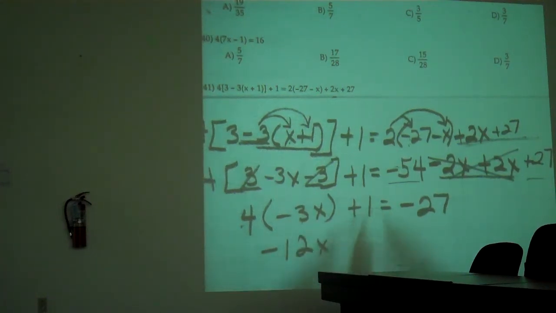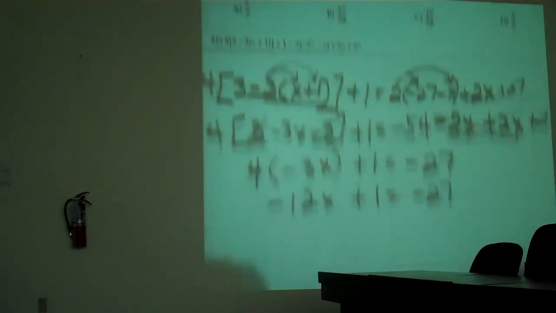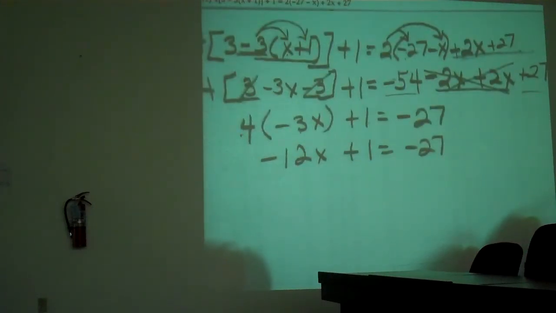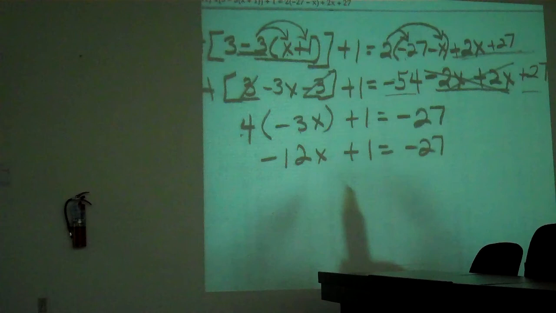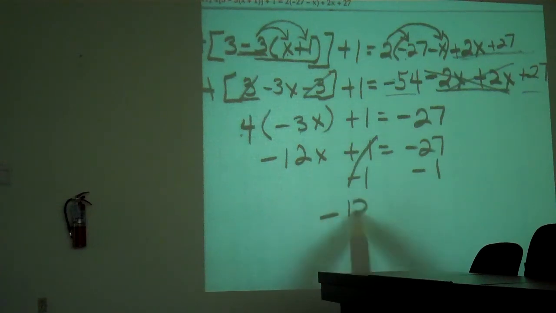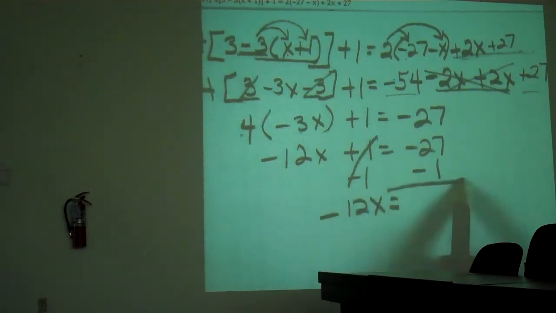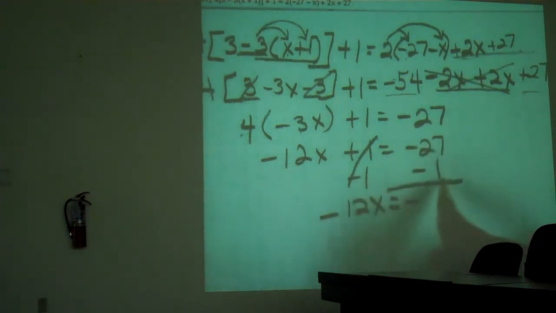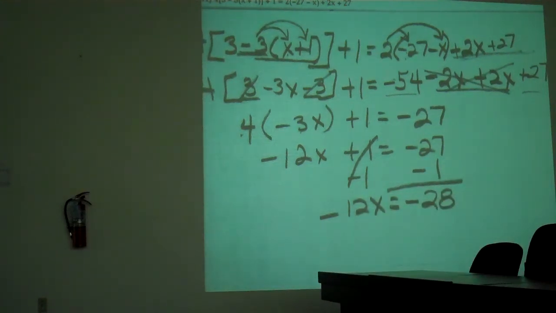Negative 12x plus 1 equals negative 27. Okay, what do we do next? Subtract 1, right? Negative 12x equals, combining two negatives, add, keep the negative and add. 27 and 1 is 28.